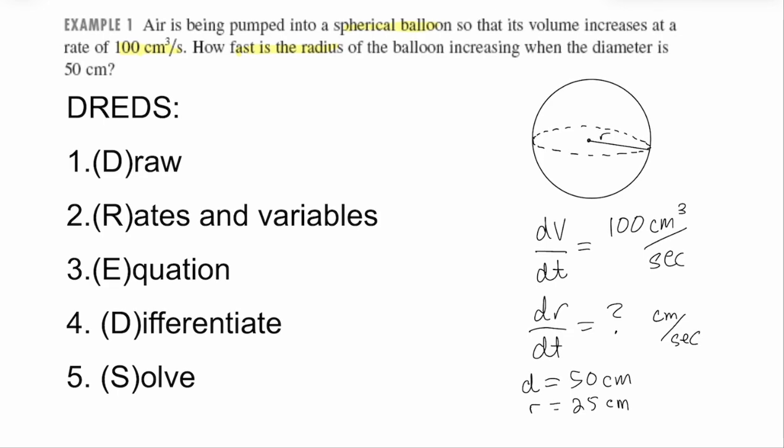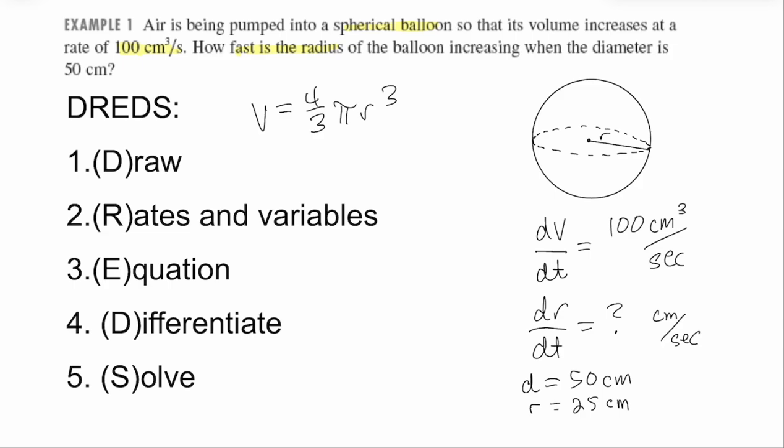Okay? Now let's go back for a moment to the dreads, the 5 steps. As I read the problem, I was pulling things out. I drew a picture. I wrote down some rates. I have some variables in there, V for volume, r for radius. But now we need an equation that relates those things, okay? So the volume of a sphere is 4/3 pi r cubed. That relates my volume and my radius.